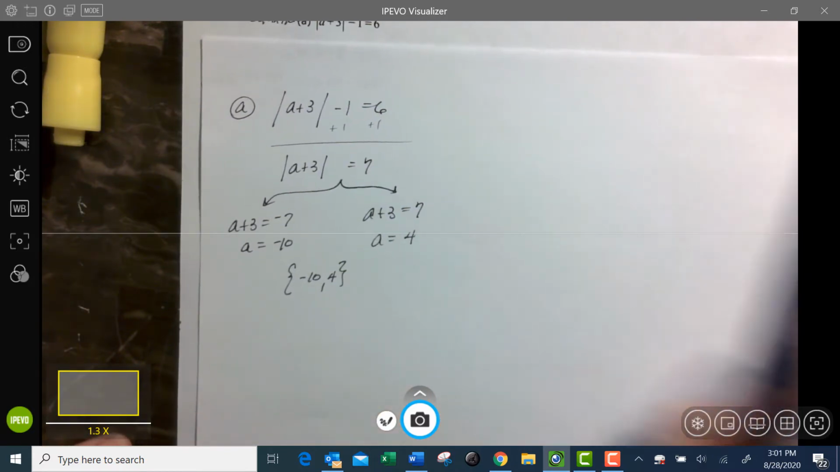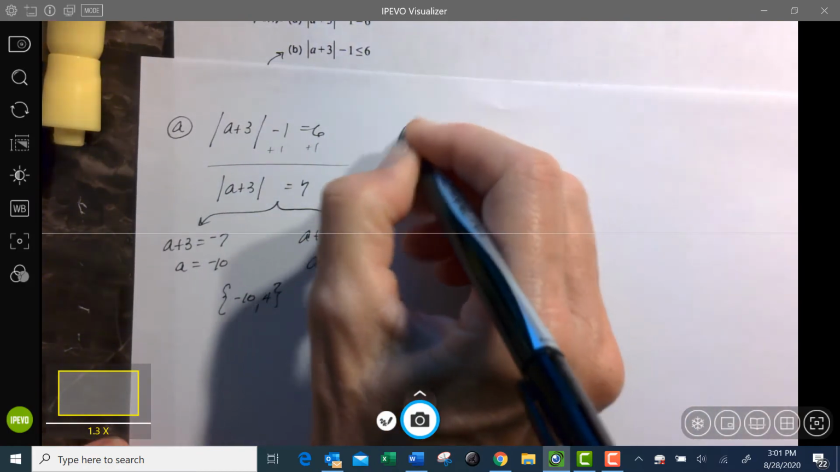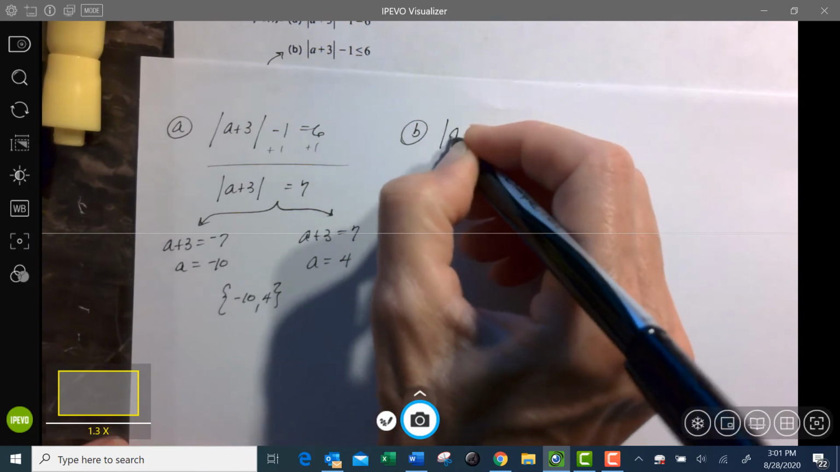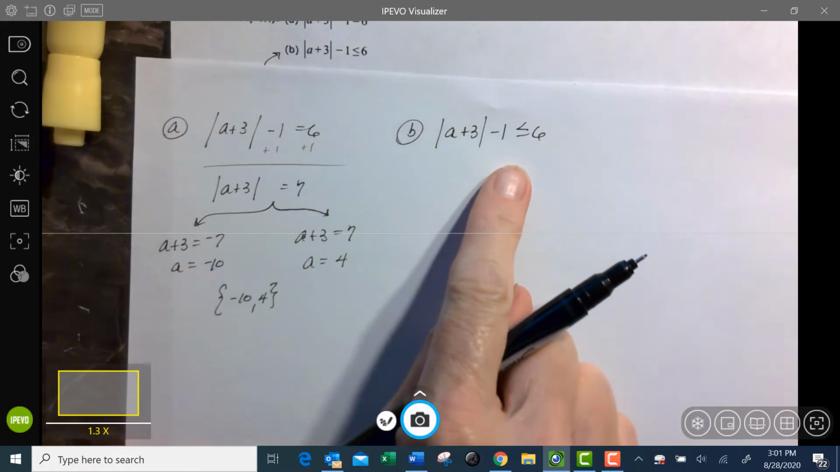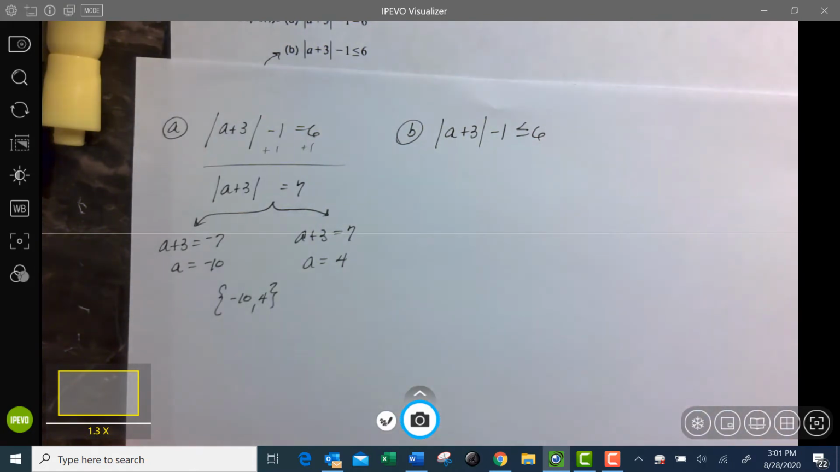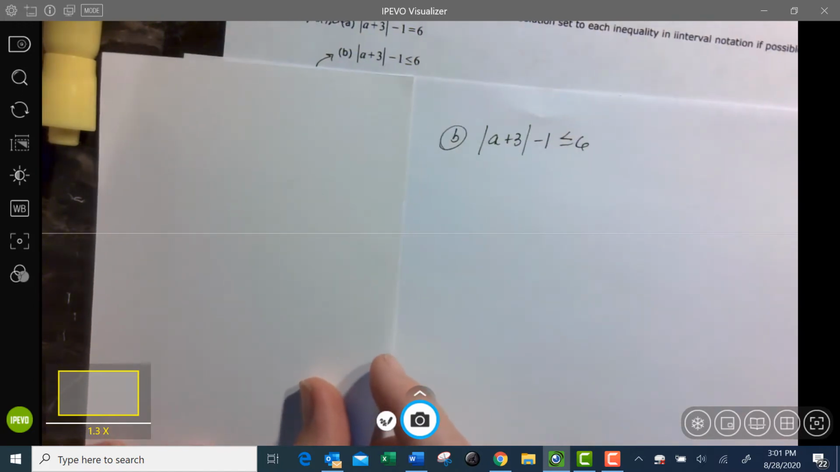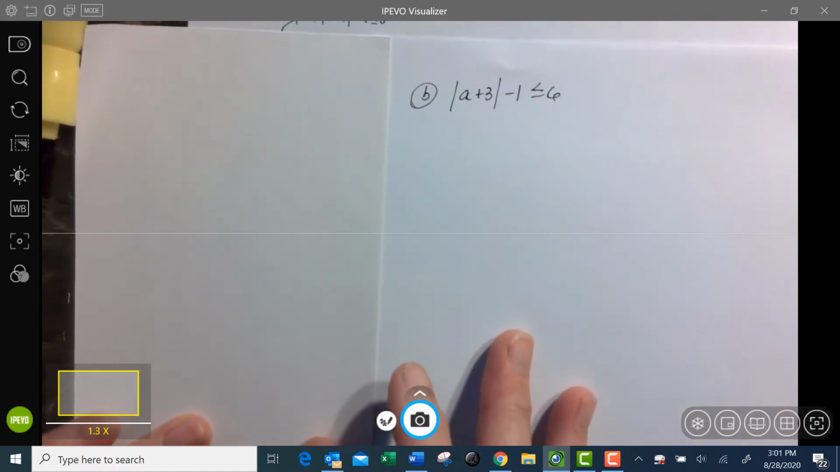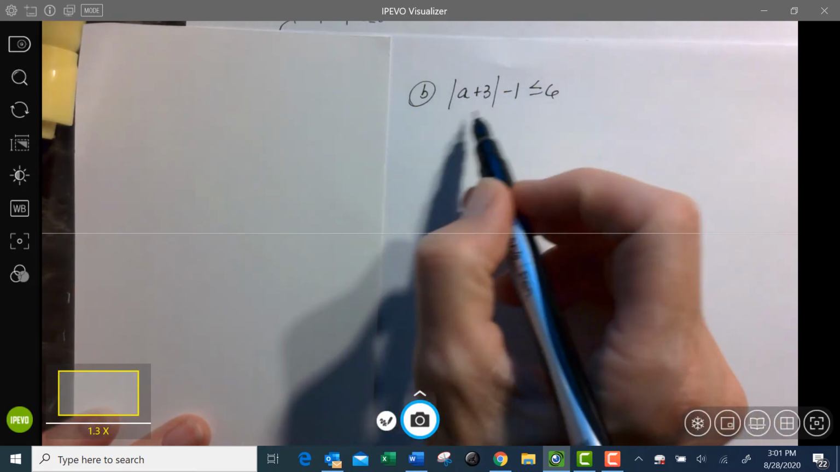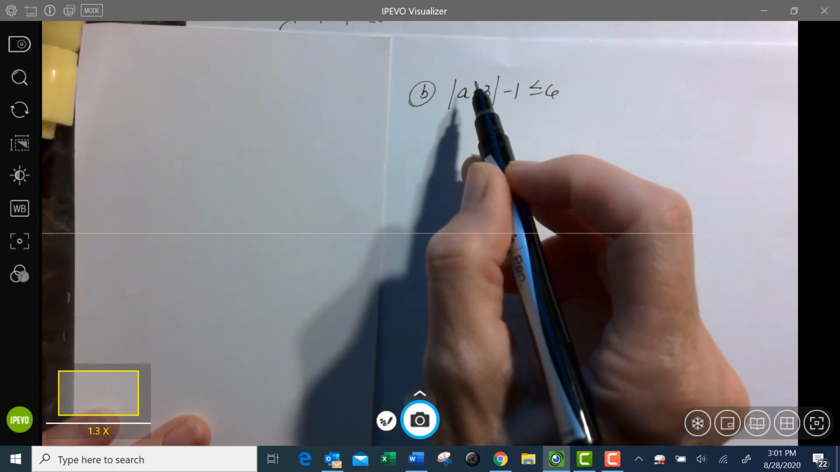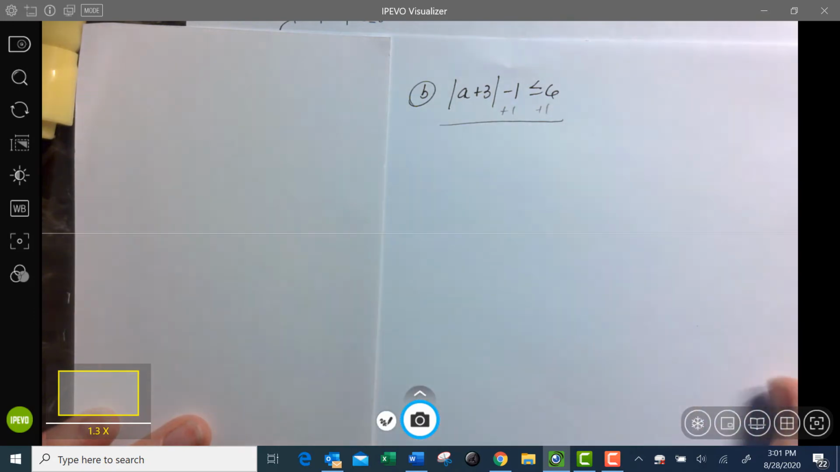Now, part B of this question is where we have the less than symbol and the absolute value inequality. This is the less than or equal to, actually. So when I solve with an inequality, I'm going to have many answers, not just a couple, but numerous answers. So the first thing I need to do, just as with the equation, is get the absolute value term isolated. So I need to get the 1 over to the other side by adding it.